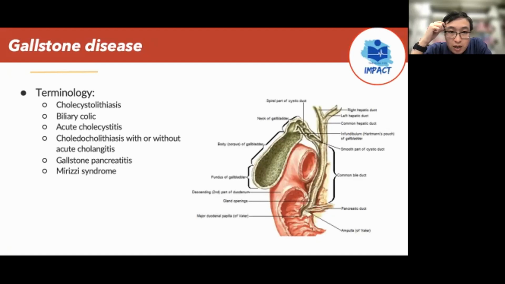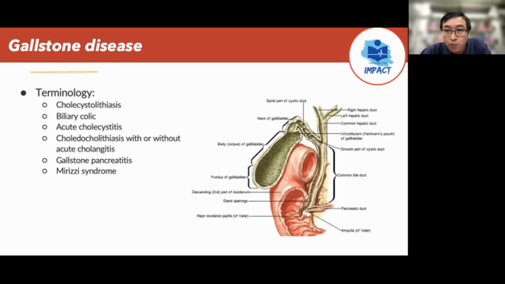So the third complication that can happen is gallstone pancreatitis, and this is usually due to passage of gallstones through the biliary tract, and then it obstructs at the ampulla of Vater. So it causes bile to reflux back into the pancreatic duct. That causes inflammation in the pancreas, causing what we call gallstone pancreatitis. And usually these patients present with acute pancreatitis, so elevations in lipase, bilirubin, ALP, and transaminases are usually elevated.